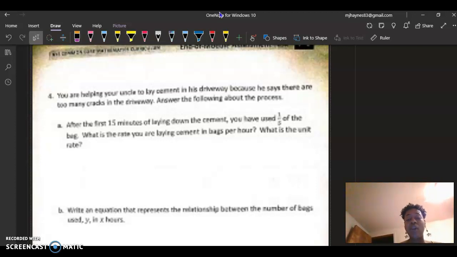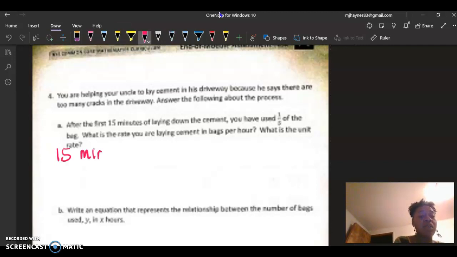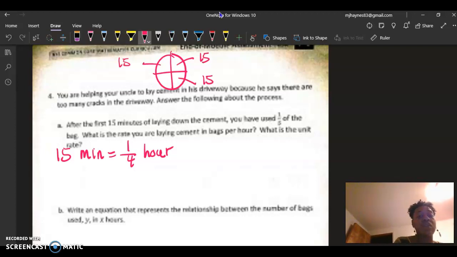So I know that 15 minutes is 1/4 of an hour. Because if I draw a clock, each of these sections is 15 minutes. And this represents 1/4. So 15 minutes is 1/4 of an hour because it really starts off as 15 out of 60, right? And when you simplify that, it's 1/4.